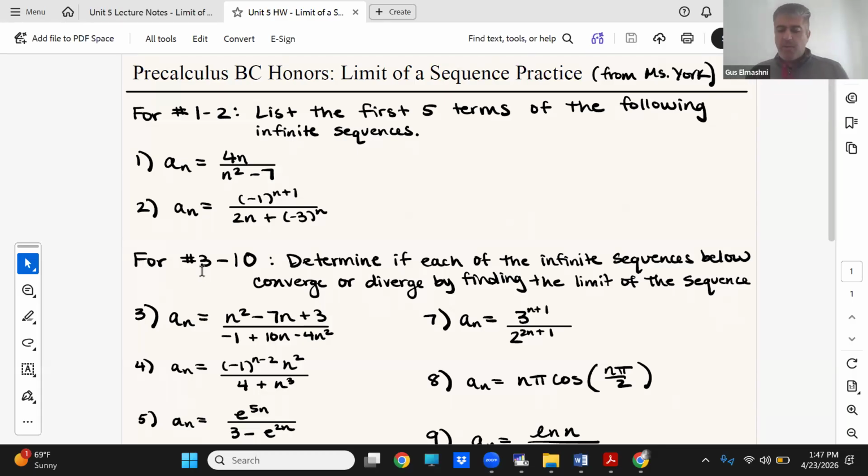For 1 and 2, just list the first 5 terms of the sequence. For 3 through 10, you determine if it converges, and you have all these different skills you can use now. Now you can use L'Hopital's rule if you feel so inclined. You can do that. And there's some other ways this could be done as well. Yeah. So anyhow, give this a go.